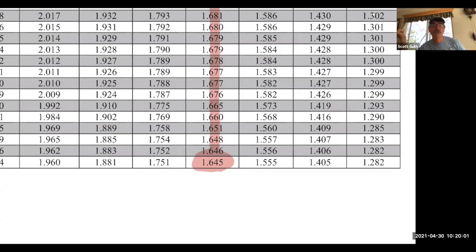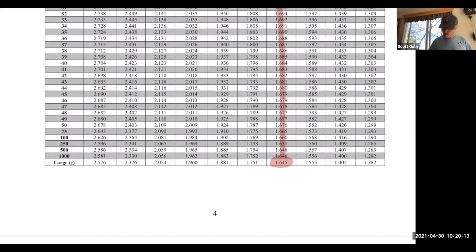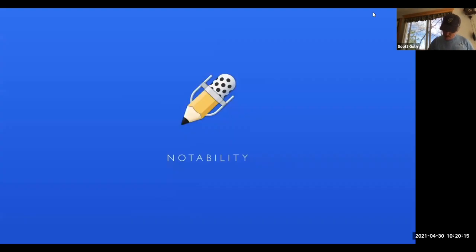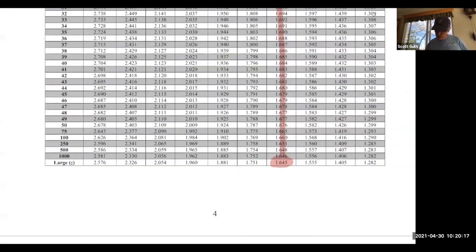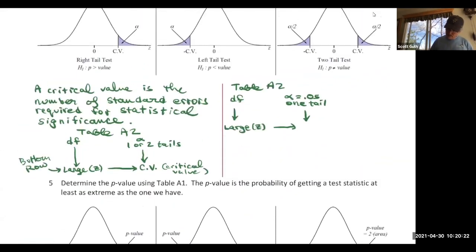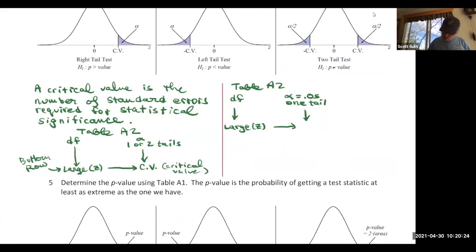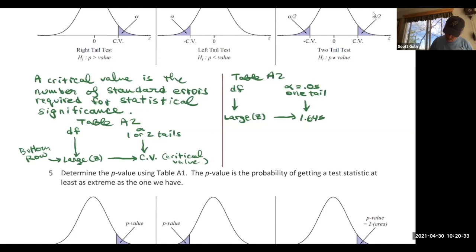Okay. Any questions? 1.645. Now, we have, oops, did not mean to do that. Hang on. Okay, so this on the table says 1.645. And then maybe we'll draw our little bell curve here.